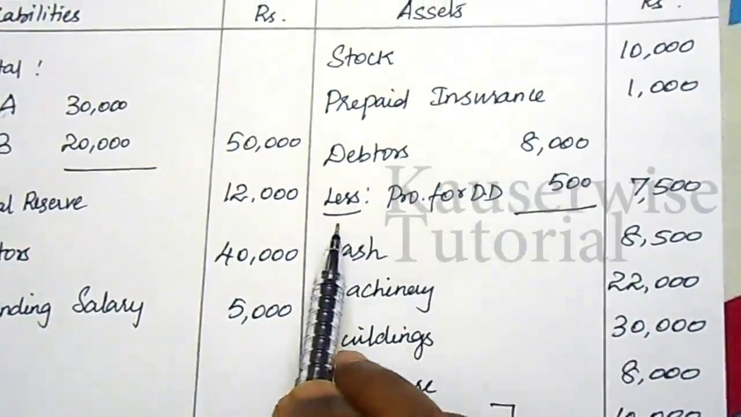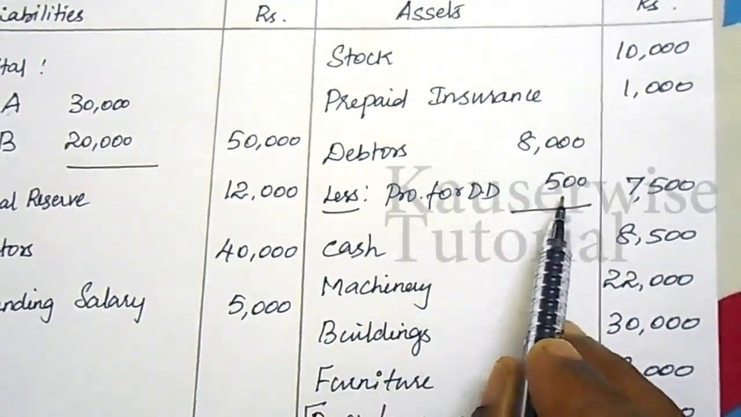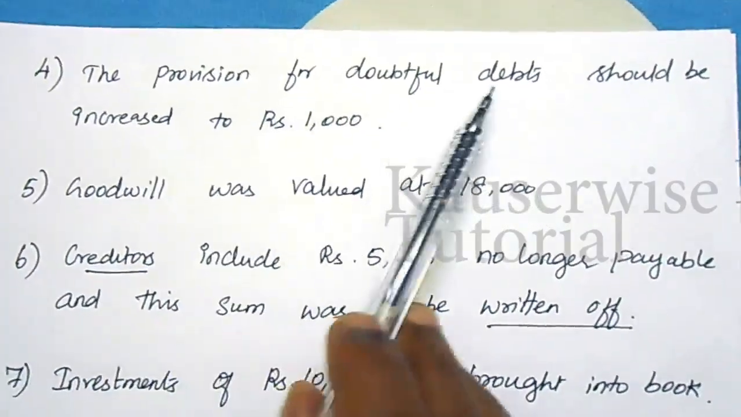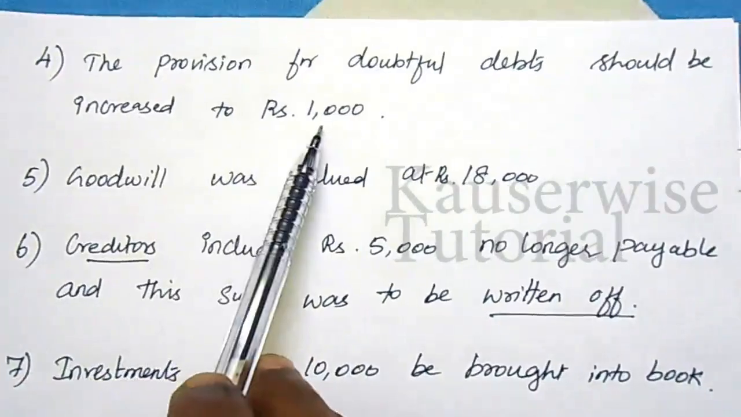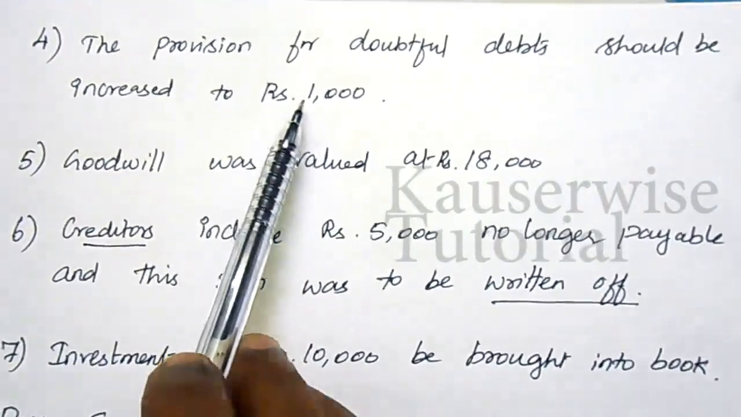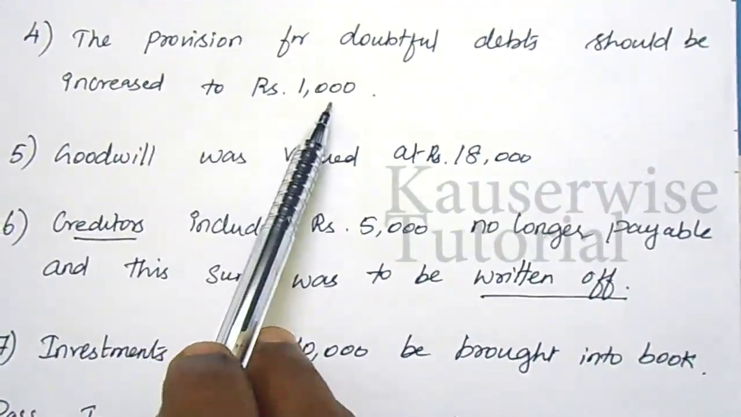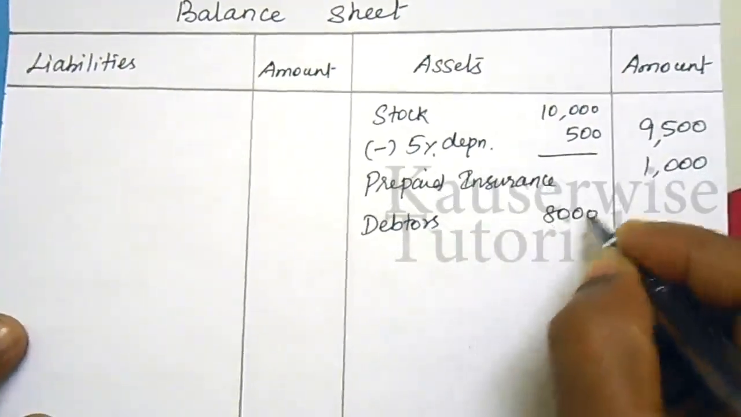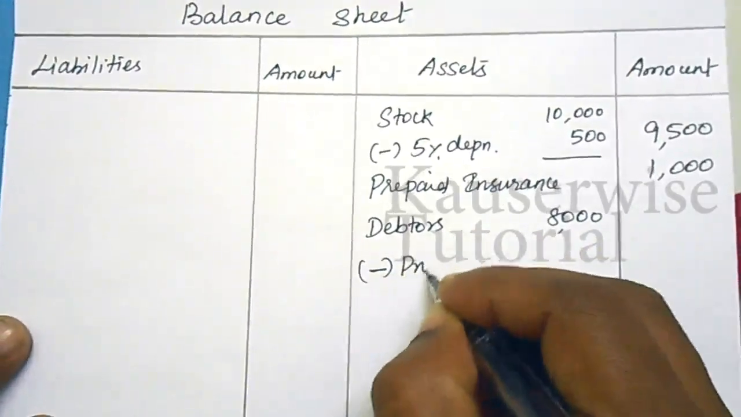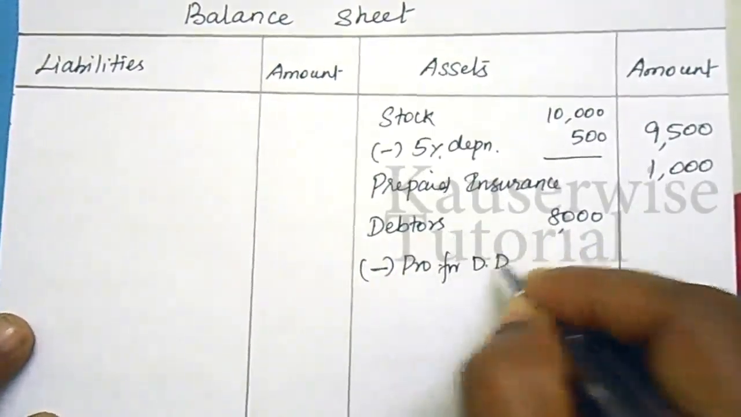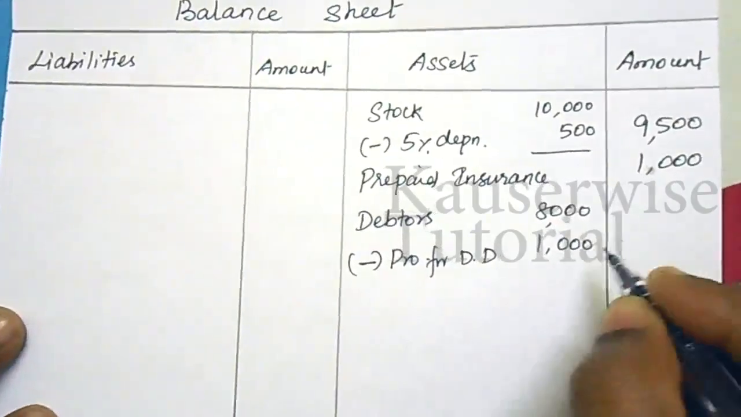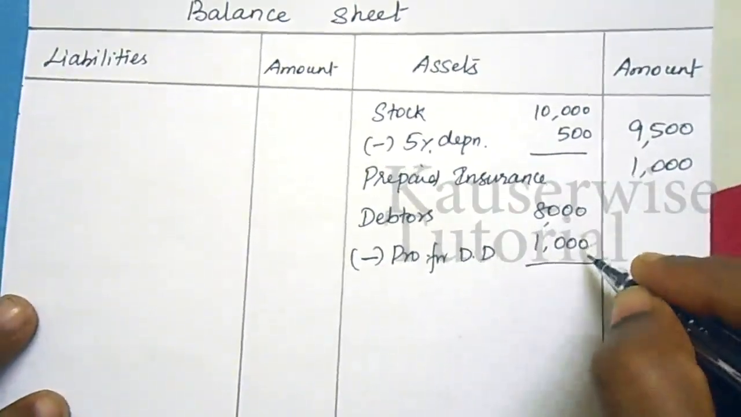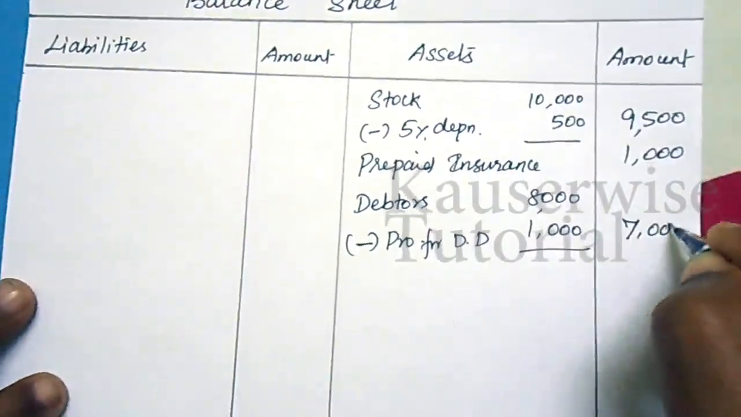Debtors 8,000 minus provision for doubtful debts 500. Look at the fourth adjustment. The provision for doubtful debts should be increased to 1,000. So already 500 is there, and now it has been increased to 1,000. Debtors 8,000 minus provision for doubtful debts 1,000. From 500 to 1,000, so an excess of 500. So 8,000 minus 1,000, 7,000.